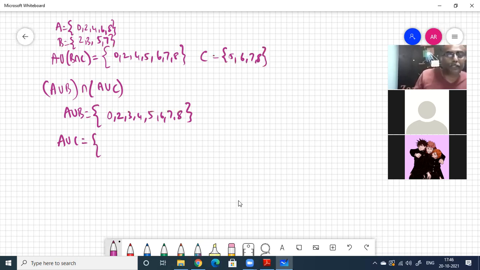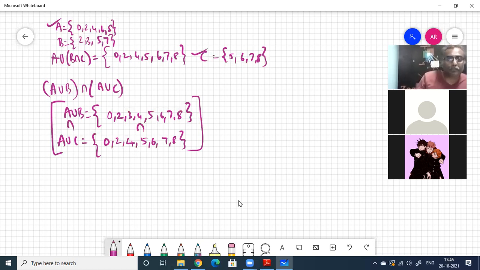A union C is what now? Arpana, tell me. A union C is 0, 2, 4, 5, 6, 7, 8. Very good. Now, the intersection of these two. What is common between these two?